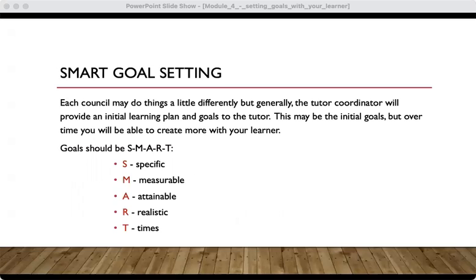And by that we mean the S is specific, M is for measurable, A is attainable, R is realistic, and T is time. So we want them to be done not only in a timely manner, but within a set period of time for that goal.